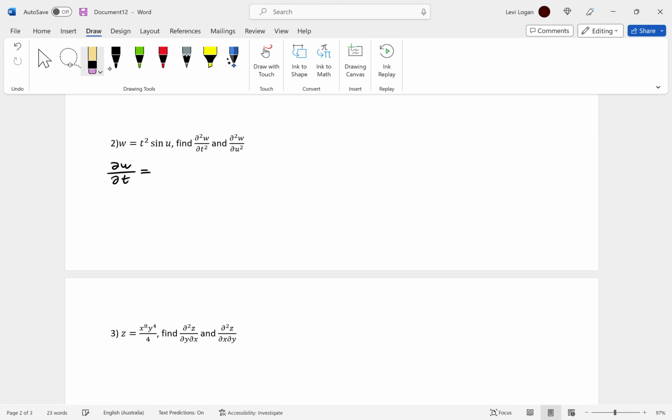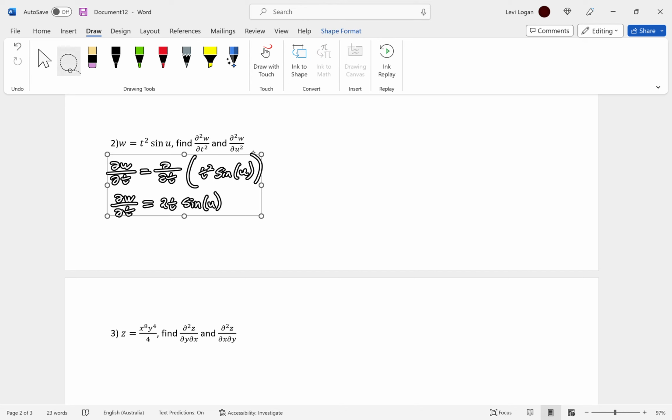So differentiate w, the whole thing, with respect to t. Sorry, my pen's not working that well. So once you write down the letter you're differentiating, you're ignoring the other letter and you're just treating the whole thing as a constant. So this is going to simplify down to just the 2 coming down the front and subtracting by 1 in the power. So you're going to have 2t sine u. Okay, are we done? No, not quite.